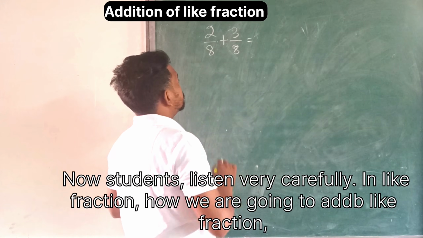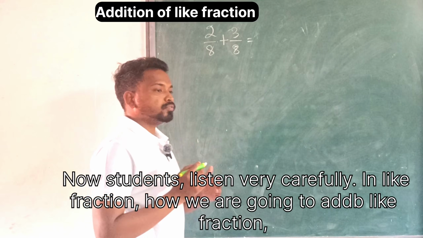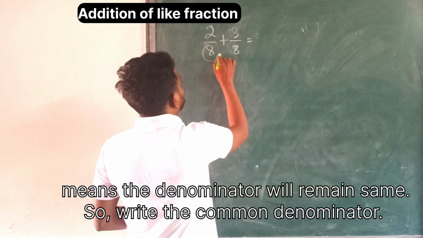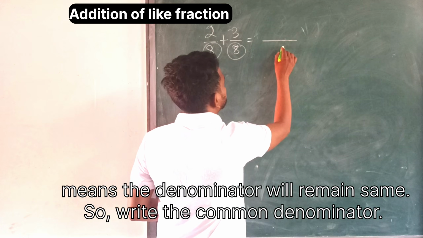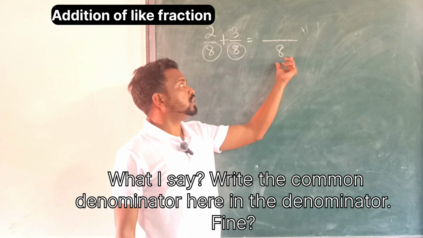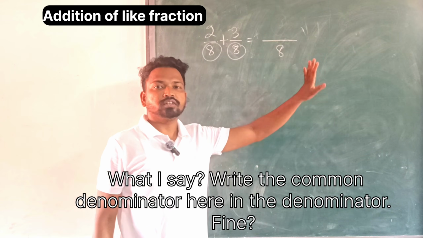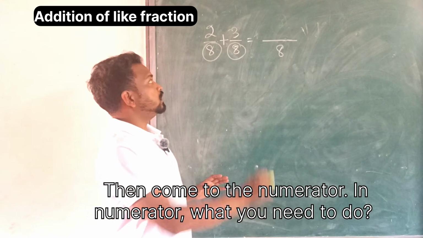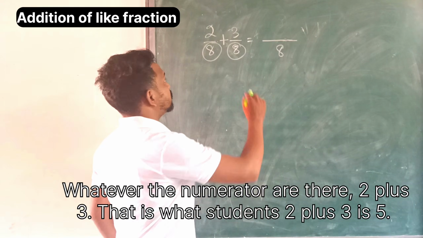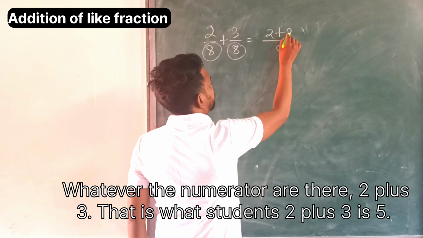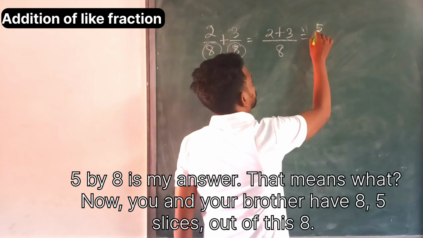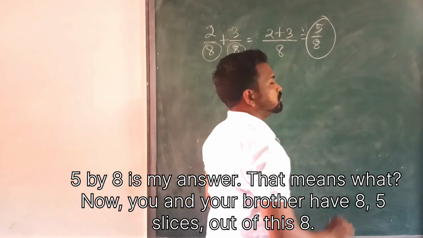Now, students, listen very carefully. In like fractions, how are we going to add? Like fraction means the denominator will remain the same. So, write the common denominator here in the denominator. Then come to the numerator. In the numerator, what you need to do? Whatever the numerators are, 2 plus 3. That is, students, 2 plus 3 is 5. 5 by 8 is my answer.